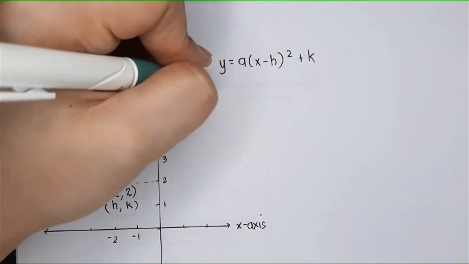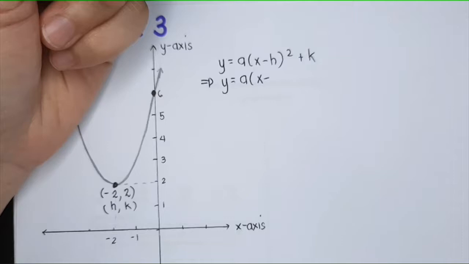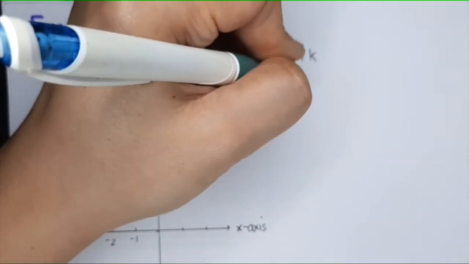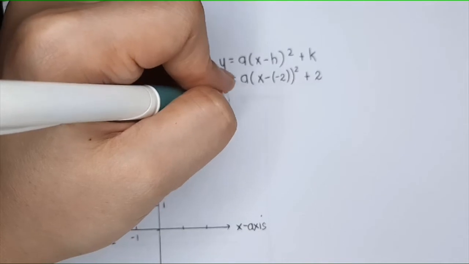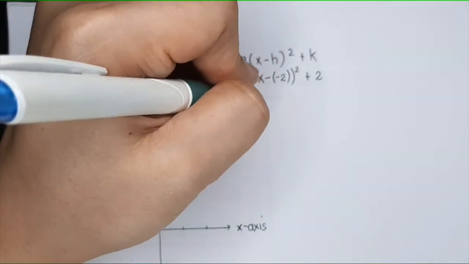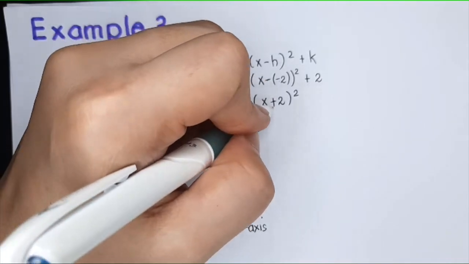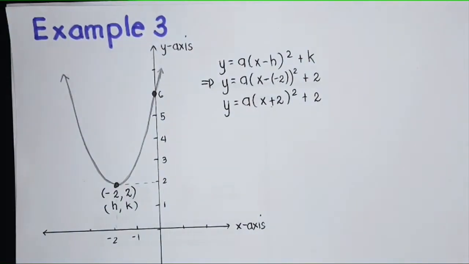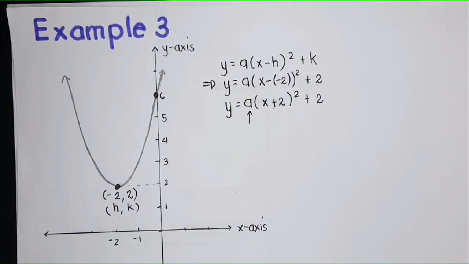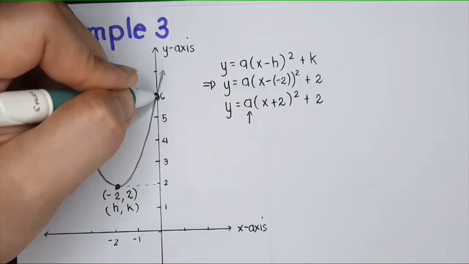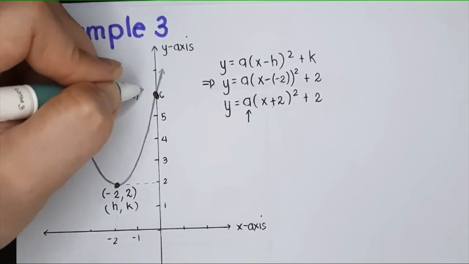So, we substitute. Okay? When we substitute, we are going to have a x minus, your h is negative 2 squared plus, what is k? 2. Okay? If we simplify, we're going to have y equals a x plus 2 squared. Ito yun, negative, negative. So, it becomes positive. Plus 2. Okay? So, ang problem na lang natin dito is the value of a. Wala kasi tayong value ng a. Pero, hindi pa natin nagagamit ang point na ito. What are the coordinates of this point? It is the point 0, 6.